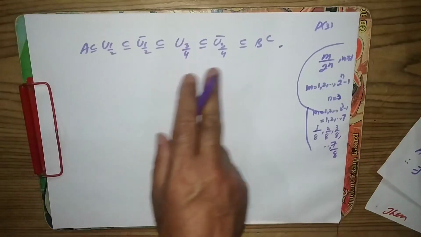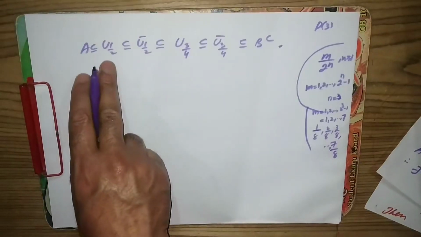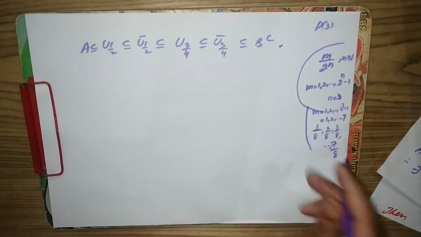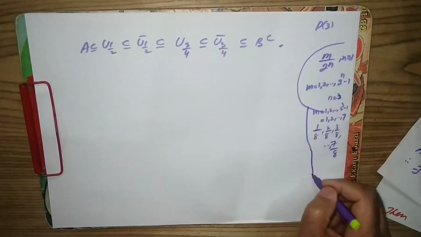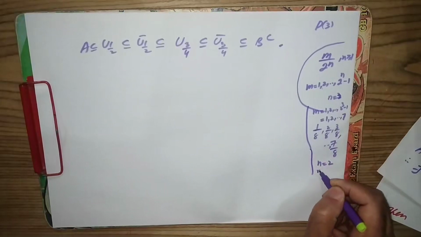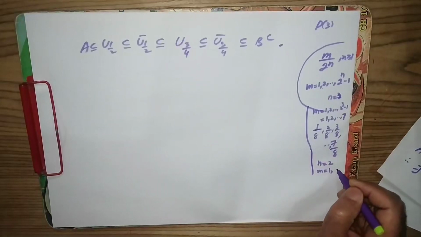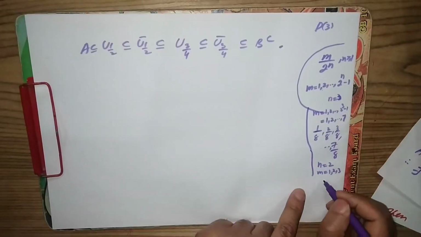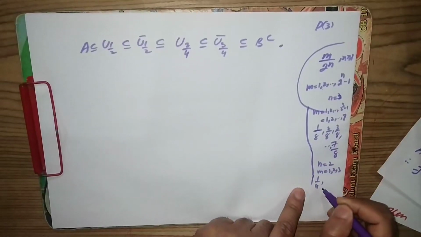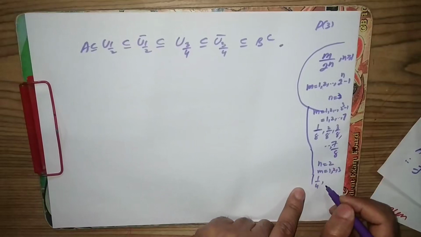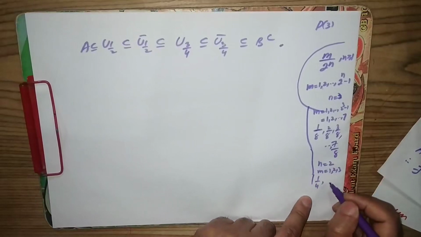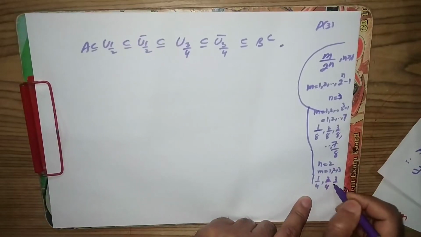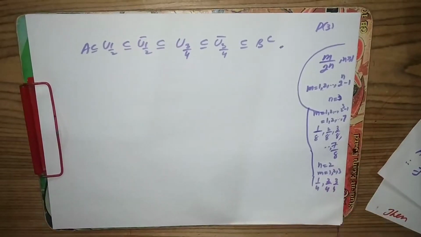And in this case, for the sequence 1 by 4, 1 by 2, 3 by 4, our n is 2. So the values of m are 1 up to 2 power 2 minus 1, that's 4, so 1, 2, 3. So they will be 1 by 4, then 2 by 4, then 3 by 4.